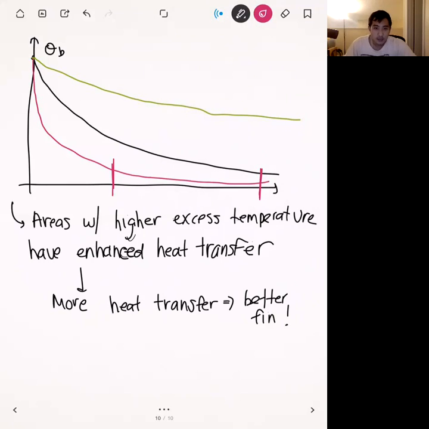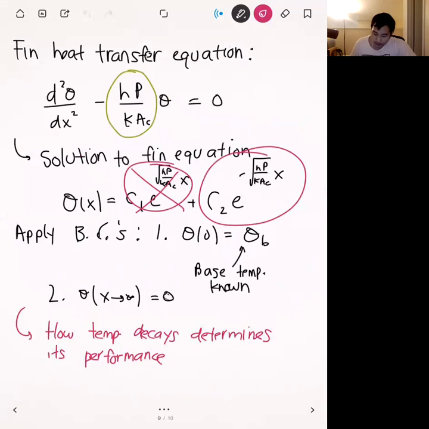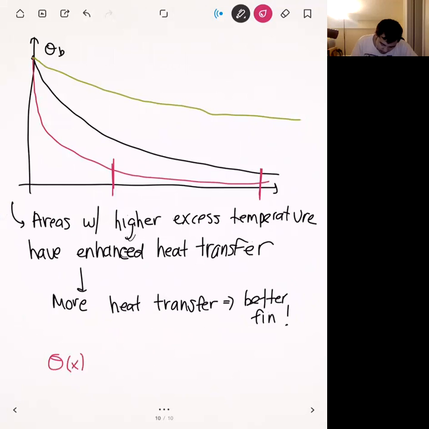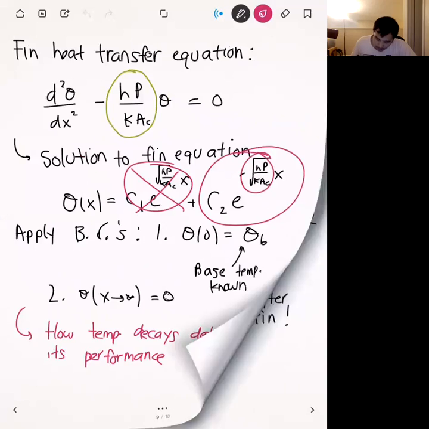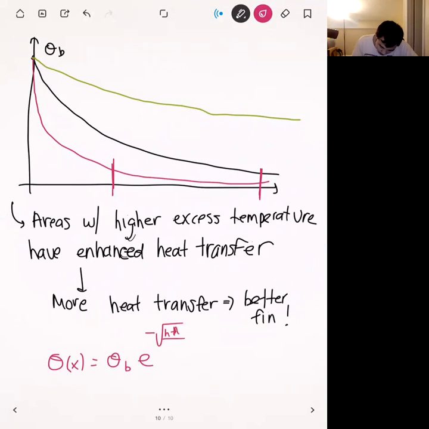And so let's look at that exponential decay term, right? And so if we come back here, the decay rate is given by what's in front of the x value here, right? And so what we have is theta of x is equal to theta B, which is our base temperature, e to the minus square root of h times P over k A_c, times x, okay? Okay, and so quantities that will decrease that coefficient there will help to make the heat transfer more effective.